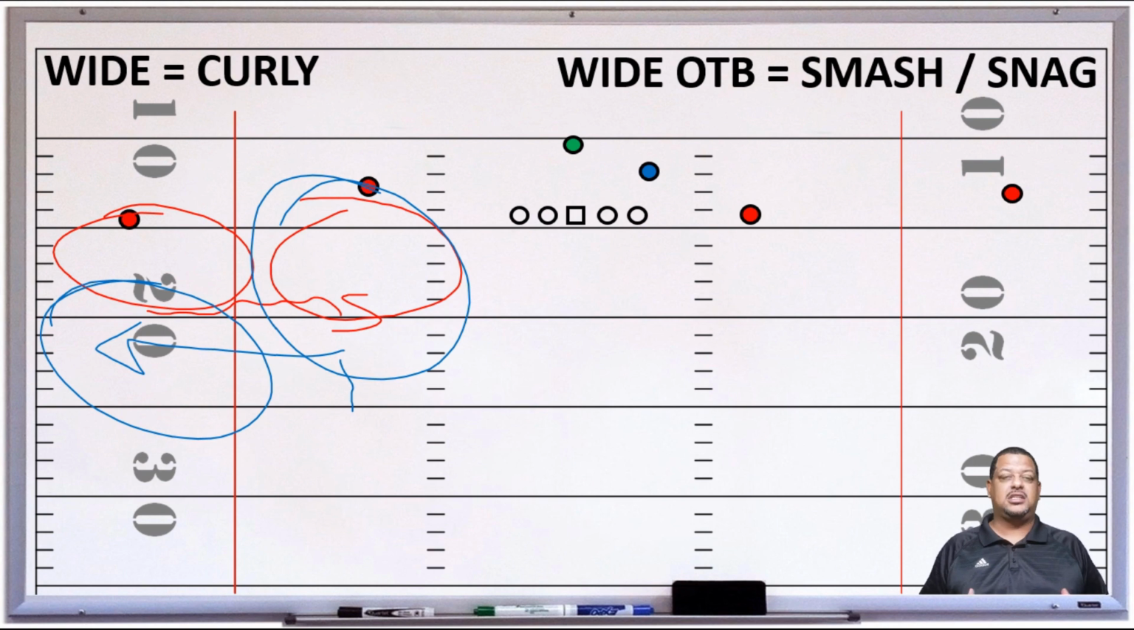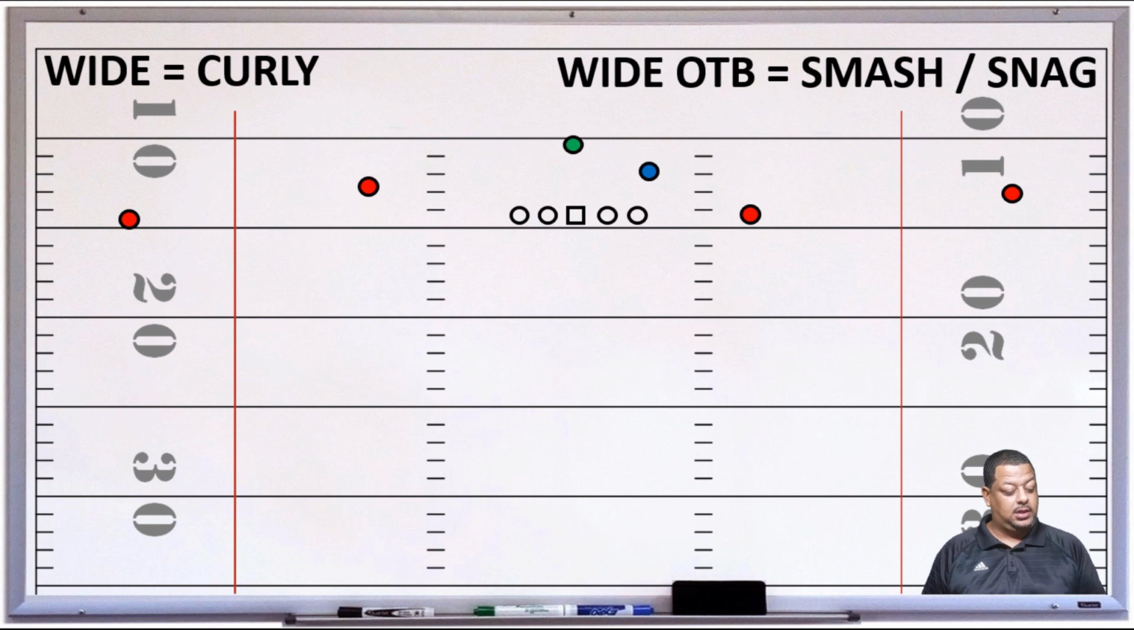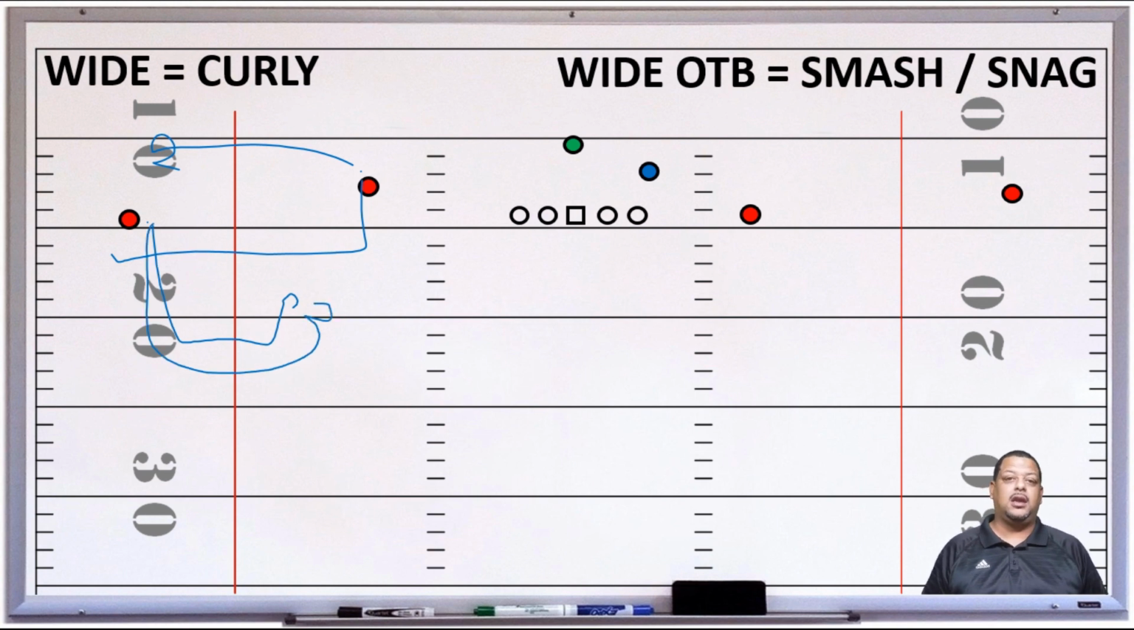We don't try to teach a lot of routes, but we try to teach more concepts because there's 101 ways you can get to those 2 areas. You can get there by running a bubble. Let me erase this so it's a little clearer. You can get there by running a bubble and running a curl behind it. You can get there by running it out with a curl. However you choose to get there, you're still trying to attack those 2 zones.